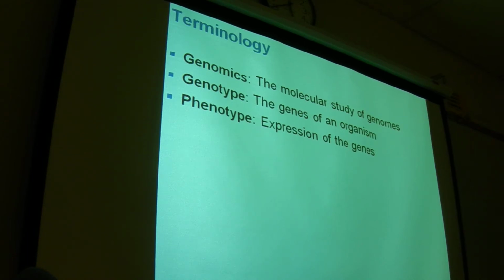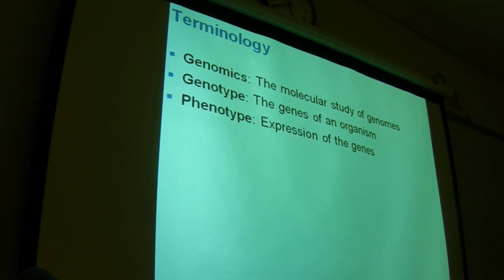Genomics is the study of genomes, the molecular study of genomes. A genotype is the specific genes of one organism. So if you're talking about the genotype of this species versus the genotype of this species, you're talking about the specific genetic information and how they differ between the two.